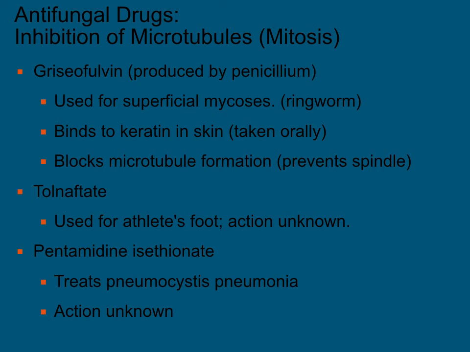Other antifungals will inhibit microtubules in mitosis. Now remember, fungi are eukaryotic organisms, so they do use the mechanism of mitosis. Griseofulvin is used for ringworm, which is actually a fungal infection, not a helminthic infection. It binds to the keratin in skin and prevents microtubules from forming so that the organism cannot spread. Ringworm is caused by a fungus.